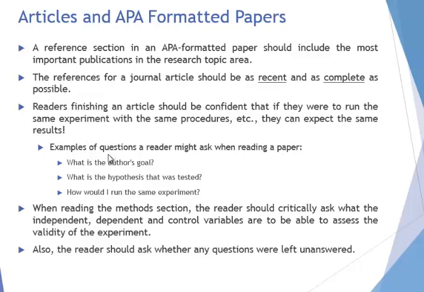my same results. A reader might ask when reading a paper, what was the author's goal? You want to establish to the reader what your goal was, in other words, to prove your hypothesis. You want to make your hypothesis clear. What's the hypothesis? How would I run the same experiment? And in the method section, in the section where you're discussing how you ran the experiment, the reader should say, okay, what is the independent variable? What is the dependent variable? What are the control variables? In other words, what other groups were kept to establish a baseline of behavior that the effect on the dependent variable could be measured against.